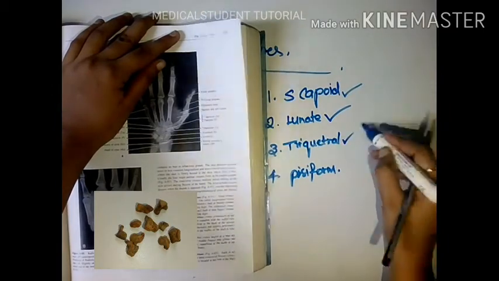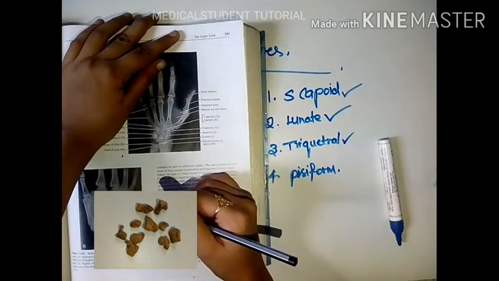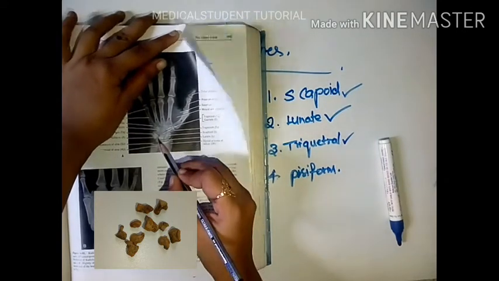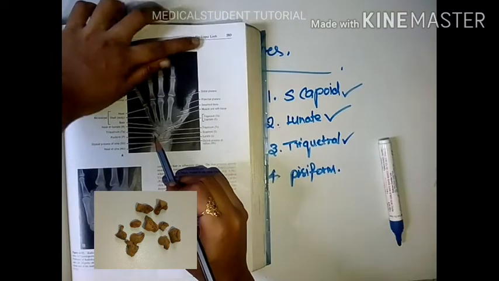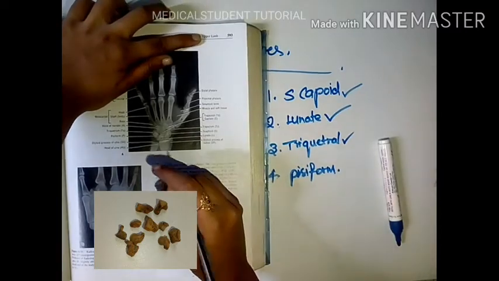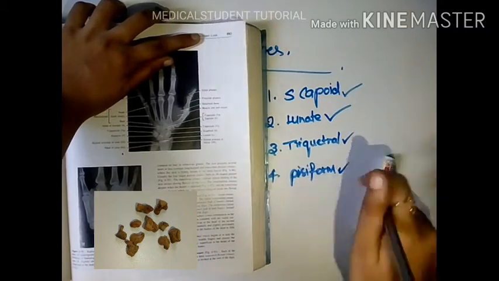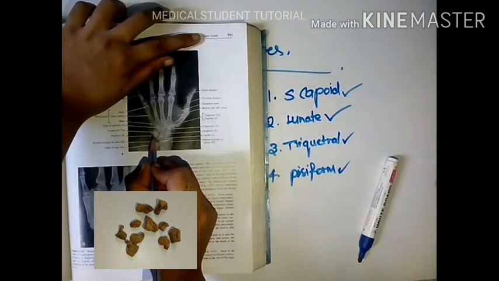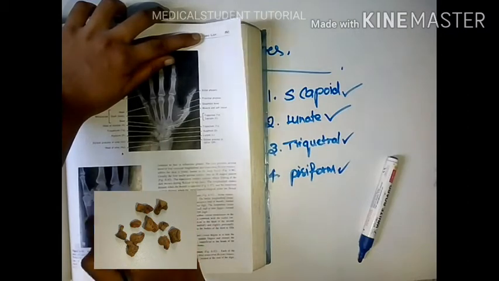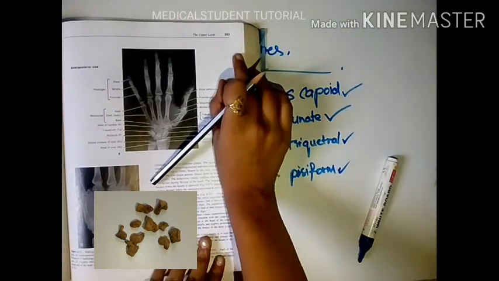Third one is the triquetral. Triquetral is a pyramidal shaped bone in the proximal row. This is the triquetral. And the fourth one is the pisiform. Pisiform is situated here, but it is not visible in this picture. These are the 4 proximal row bones in the carpal joint.